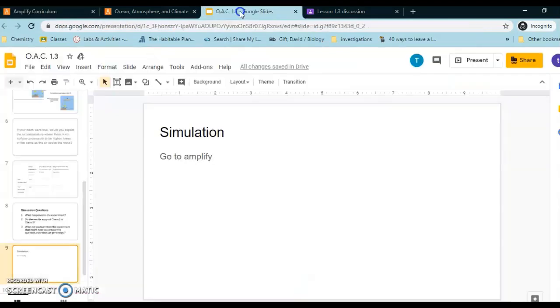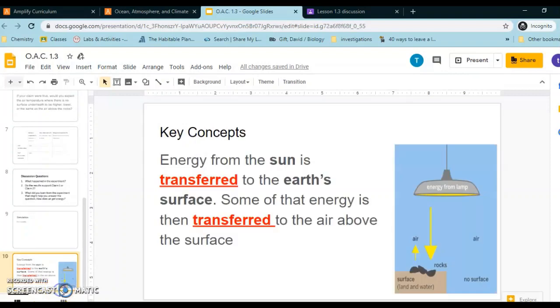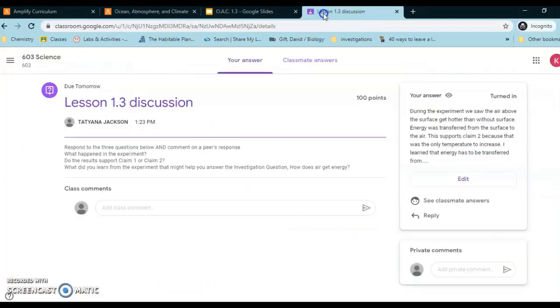Once again, one thing I want everybody to leave here knowing, though, is that energy from the sun is transferred to the Earth's surface, and then some of that energy is then transferred to the air above the Earth. So we need to know that the energy from the sun is transferred to the Earth's surface, and then that some of that energy is then transferred to the air above the surface. So we're not going to see this transfer of energy if we didn't have the surface there.